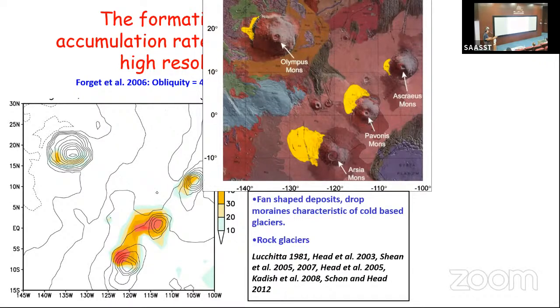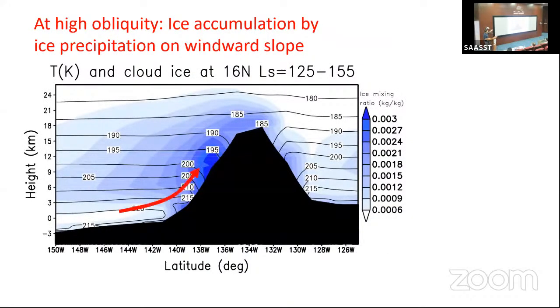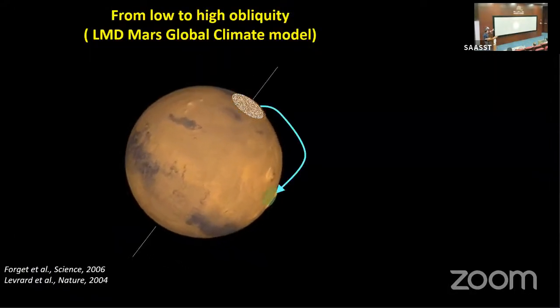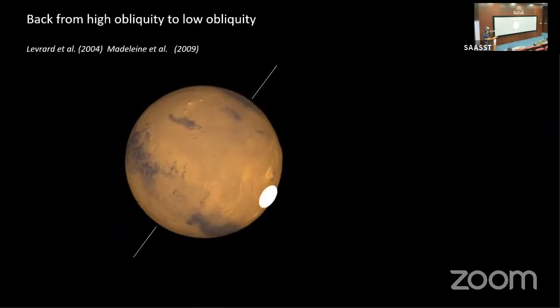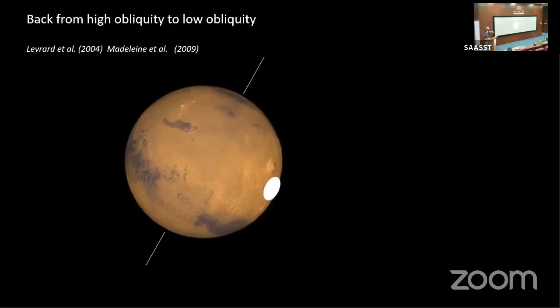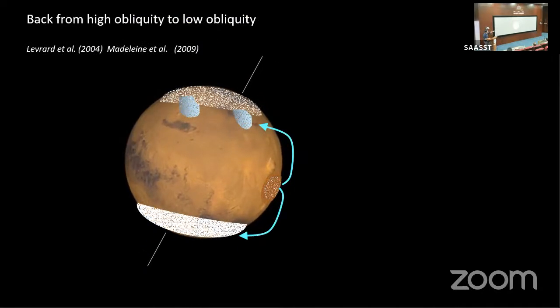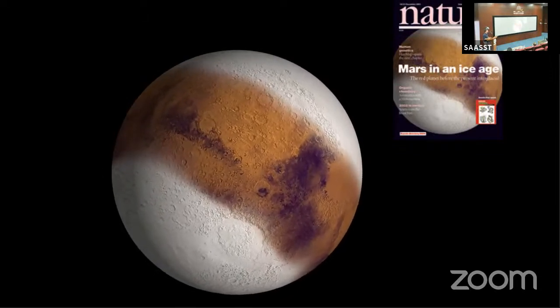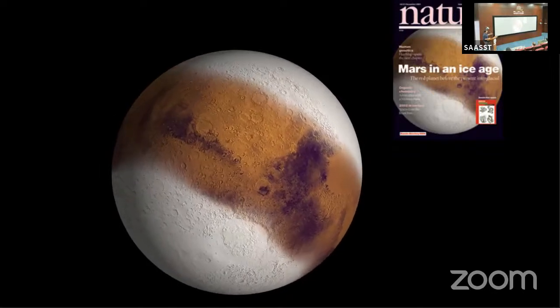I won't have time to detail that, but we are starting to understand that indeed there have been some periods where you have ice ages. Imagine, if you go to high obliquity, the ice is not stable anymore at the pole. You create glaciers elsewhere. Now, if you go back to lower obliquity like today, what happens? Well, the ice is not stable anymore, but it doesn't go back to the pole right away. It creates an ice sheet. And suddenly you say, maybe this looks like the Mars that we have discovered. So that's the point.